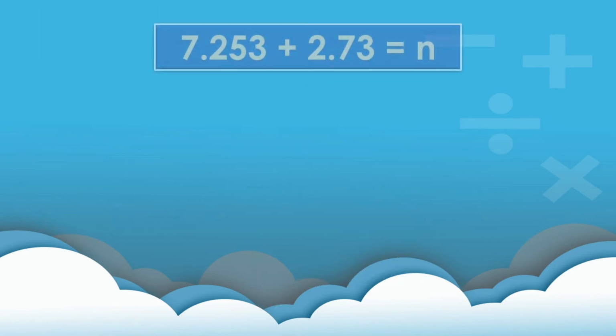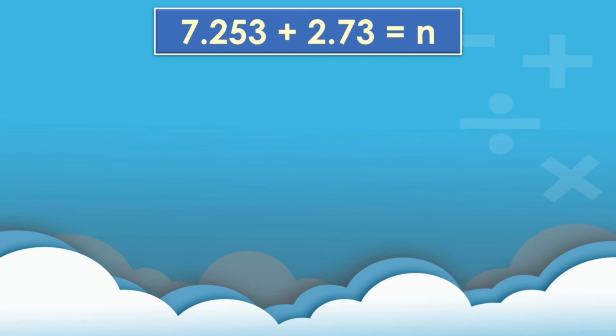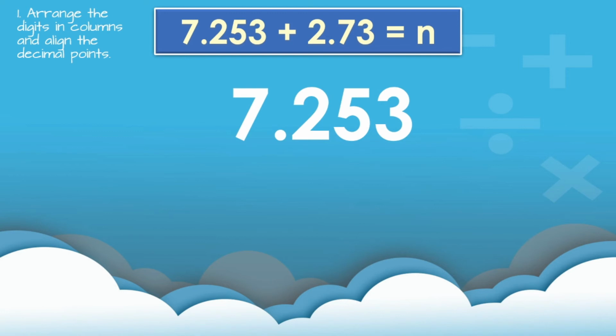Next, another example. 7 and 253 thousandths plus 2 and 73 hundredths. You have noticed we're going to add a mixed decimal. Bakit siya tinatawag na mixed decimal? It's because we have a whole number and at the same time a decimal number, or a combination of a whole number and decimal number. Again, first thing to do, arrange the digits in columns and align the decimal points. We're going to write the first number, which is 7 and 253 thousandths. Then we're going to write again the decimal point, and sa left ng decimal point is 2, so ilagay din natin si 2.